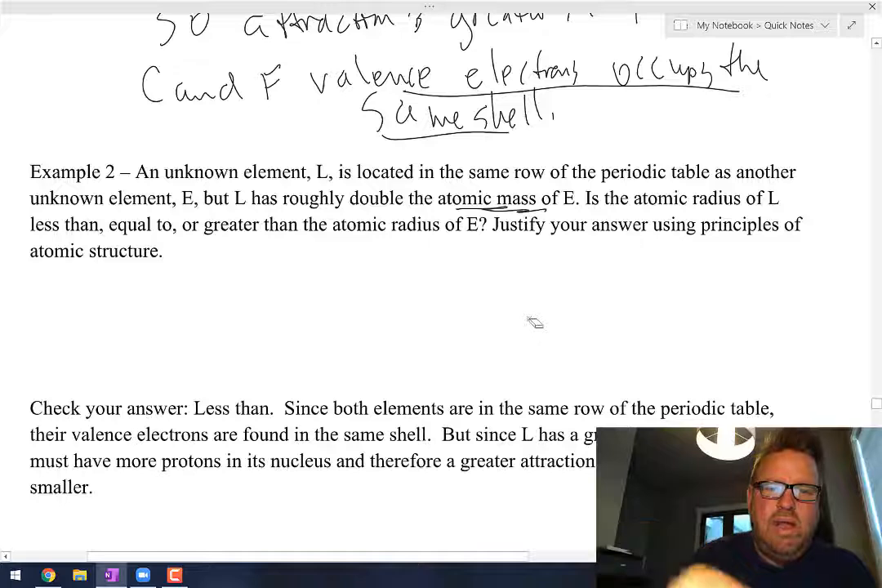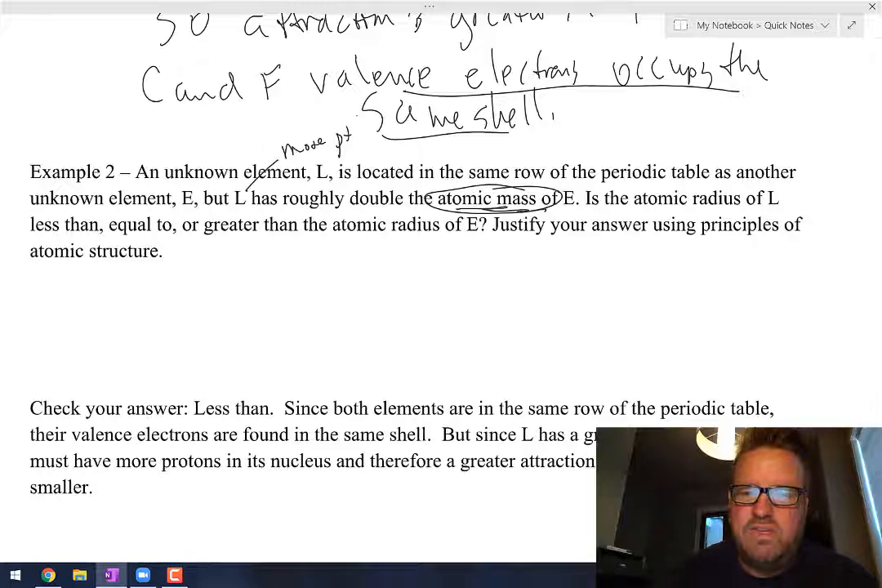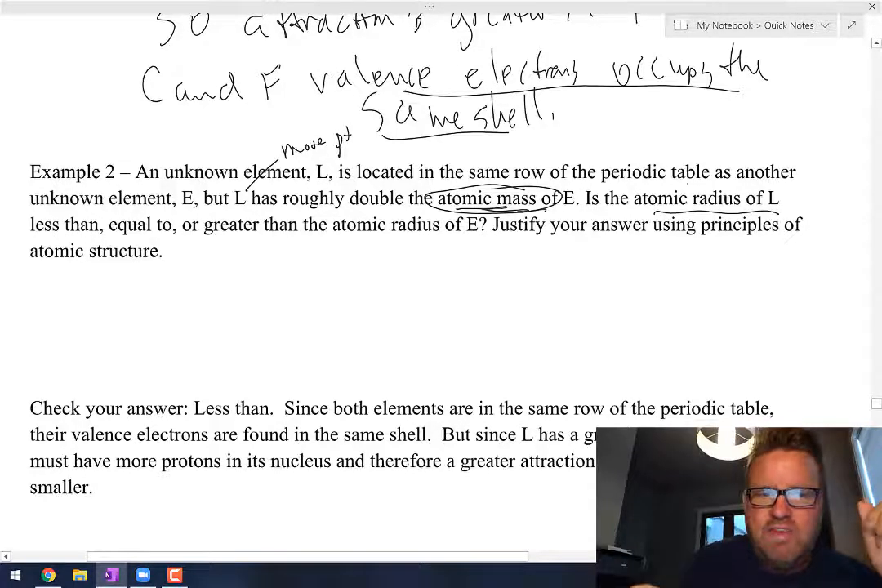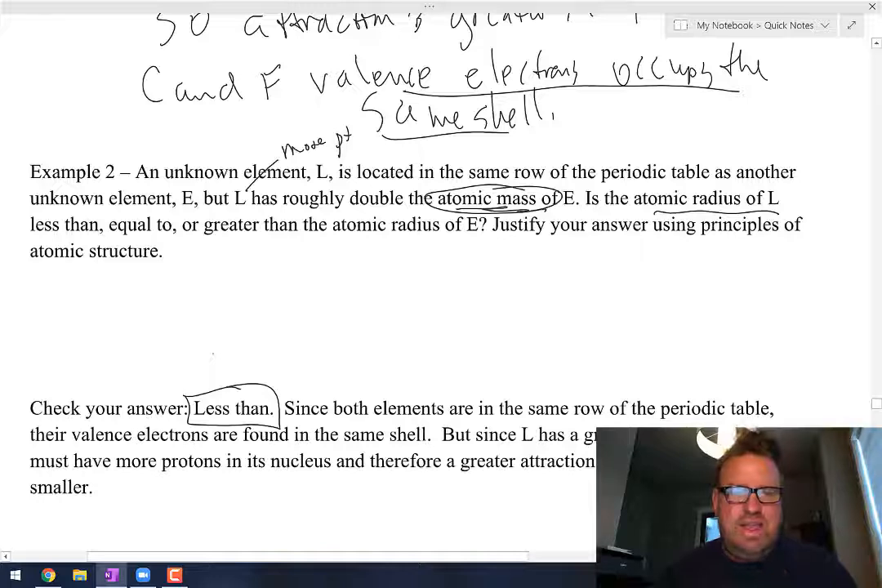So L has roughly double the atomic mass, which means its atomic number is greater, which means that L has more protons. Is the atomic radius of L less than, equal to, or greater than the atomic radius of E? Justify your answer using principles of atomic structure. Obviously we can see the answer down here below. The atomic radius of L is less than. Notice the first thing that I did here is I answered the question. The question is: L less than, equal to, or greater? Less than. Answer the question first, then give your explanation.